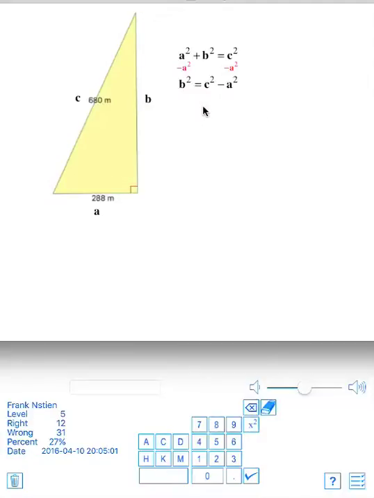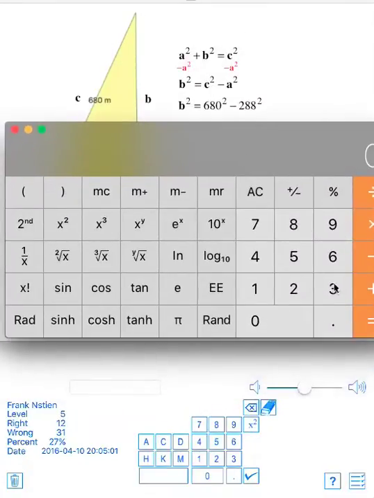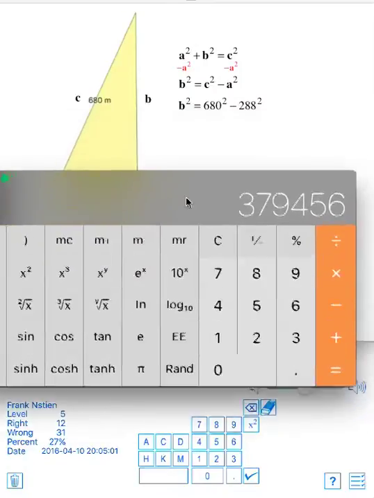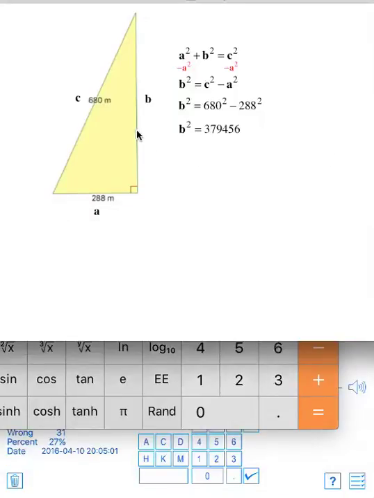All right, now we can fill in what we know. So I replace the c with 680 and replace the a with 288, and we end up getting b squared is 680 squared take away 288 squared. All right, so now it's handy-dandy calculator time. So 680 squared take away 288 squared is equal to 379,456. So b squared is 379,456, and I don't want to know what b squared is, I want to know what b is.